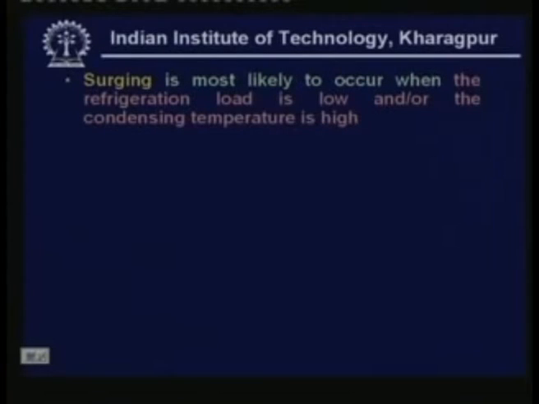Now, as I have already explained, it must be clear to you that surging is most likely to occur when the refrigeration load is low and or the condensing temperature is high. So, surging takes place when the pressure difference across the compressor is high. When the pressure difference is high, either the condensing pressure is high or the evaporator pressure is low. Evaporator pressure will be low when the load is low. So, you find that surging will normally occur when the heat sink temperature is very high and refrigeration load is low. So, this is the most favorable condition for surging.